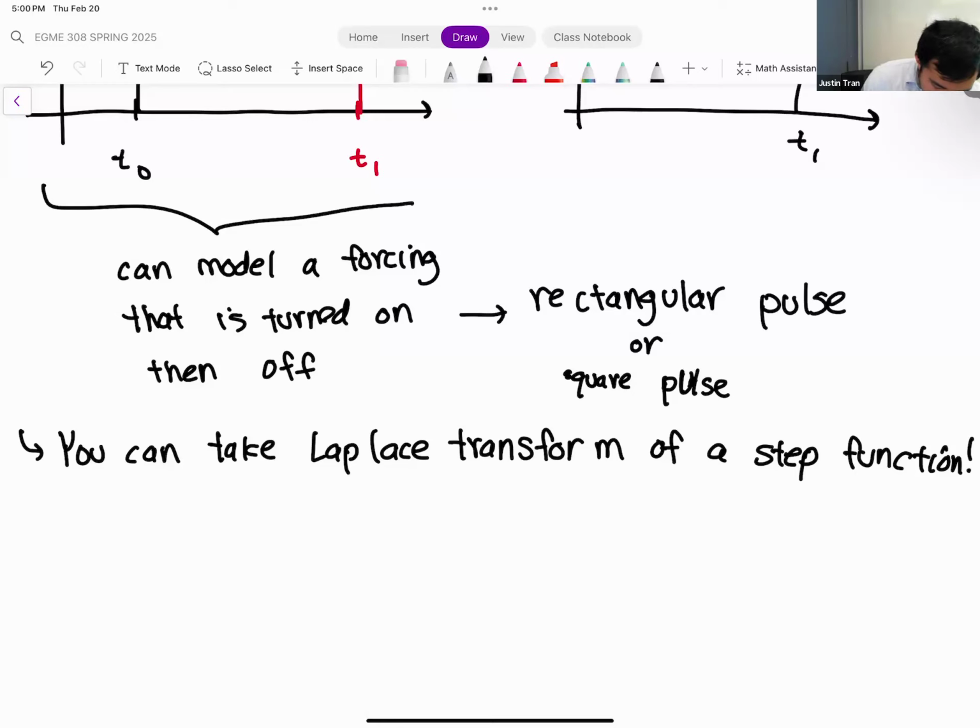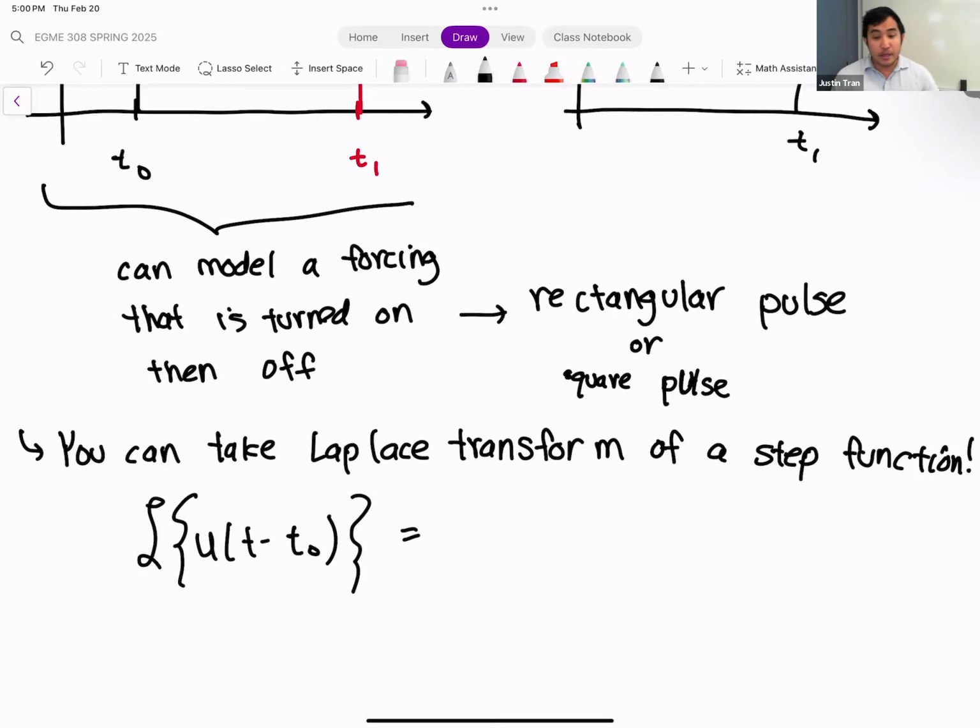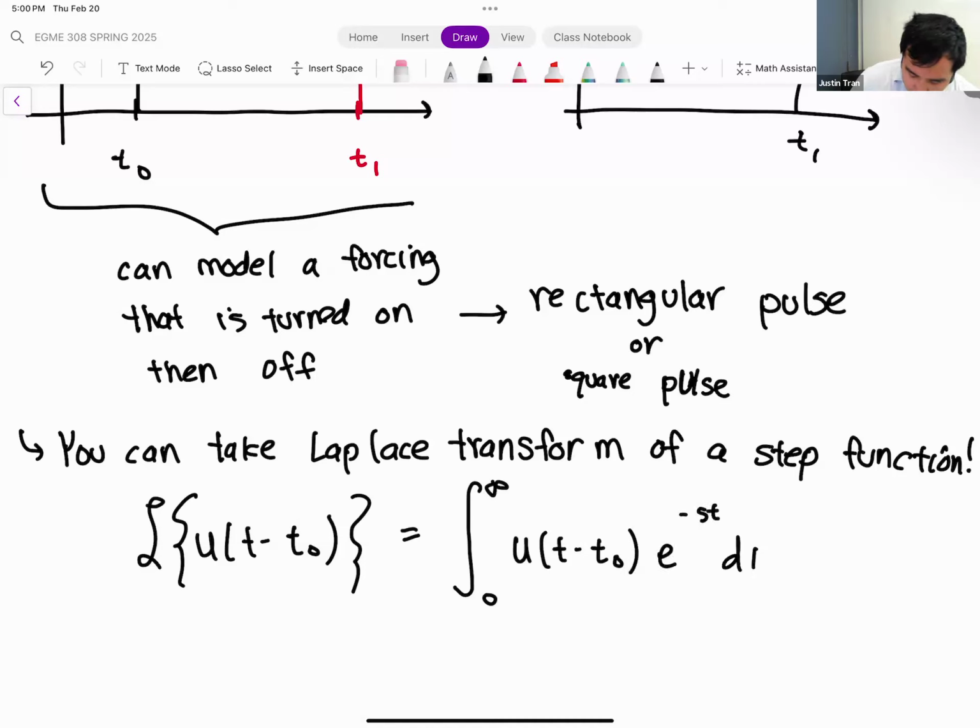Right, so you can take the Laplace transform of u of t minus t naught, okay? And so this is one, I know for the most part we just look at the table, but this is one that I'm actually going to show you the actual derivation because it is kind of cool, okay? All right, so if we plug this into our formula for the Laplace transform, remember, the Laplace transform is the integral from 0 to infinity of the function u of t minus t naught times e to the minus st dt.